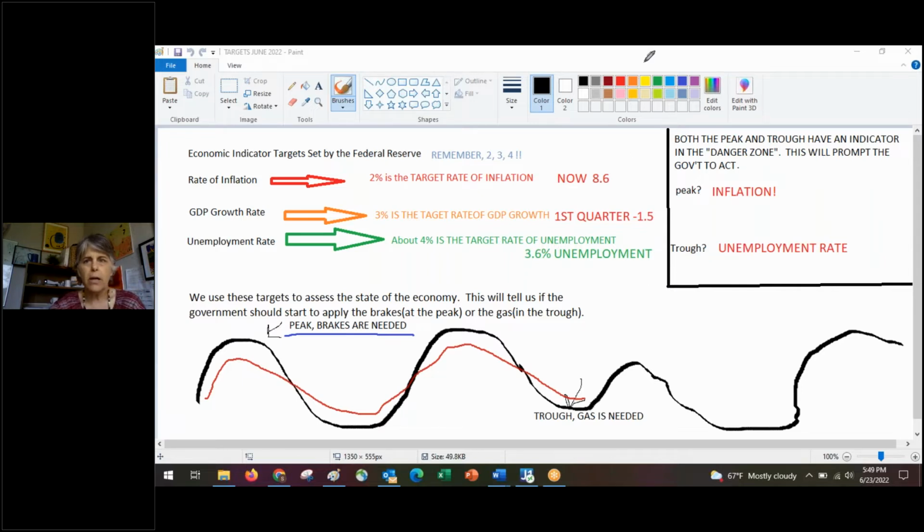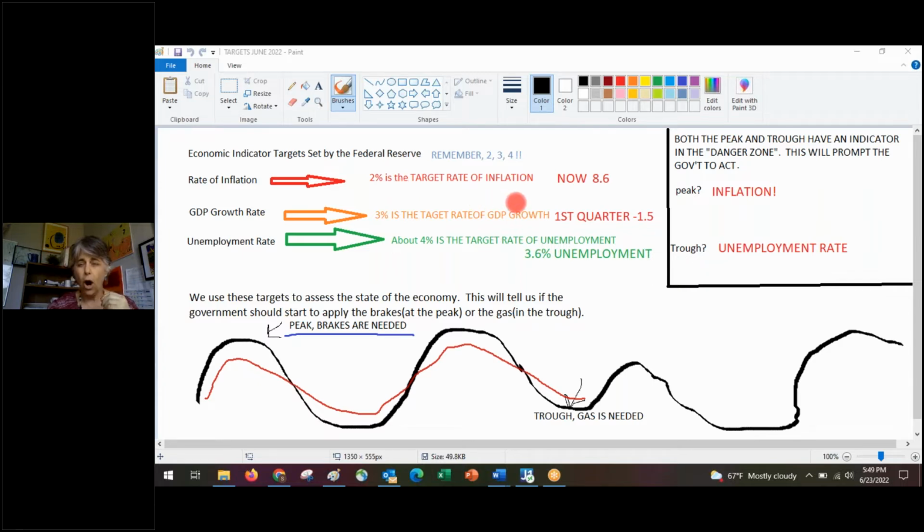Now let's take a look at our three indicators. The first indicator that we're going to talk about, here's a way that you can remember it: remember 2, 3, 4. You can't know how well the economy is doing unless you understand how far it is from the target. So the rate of inflation, that's mostly measured by the CPI. The target rate of inflation is 2%.